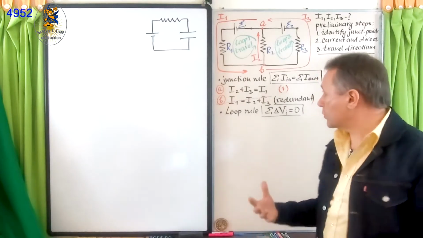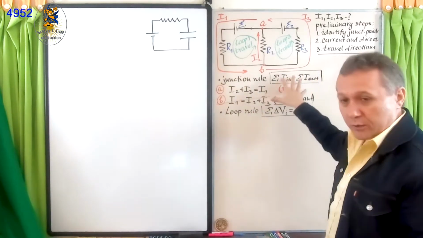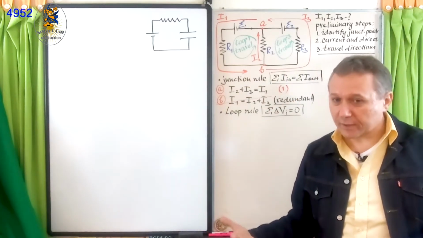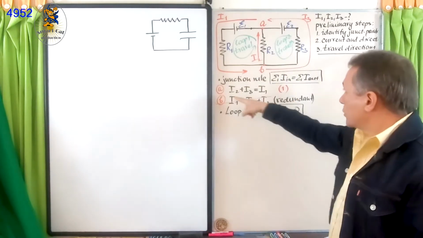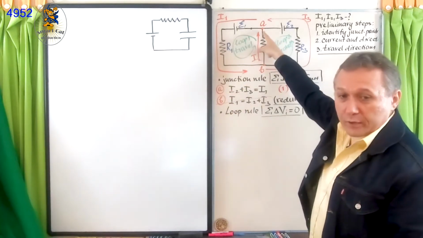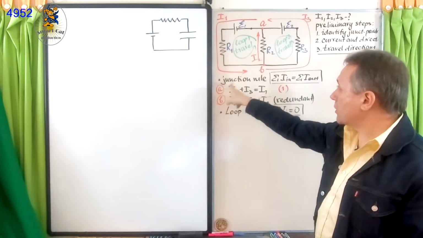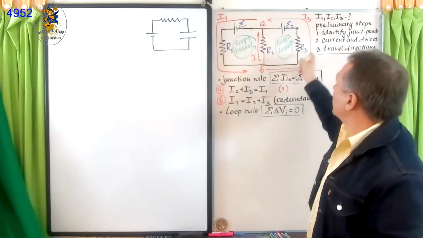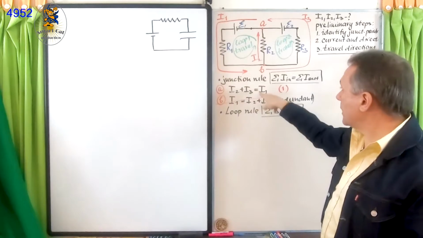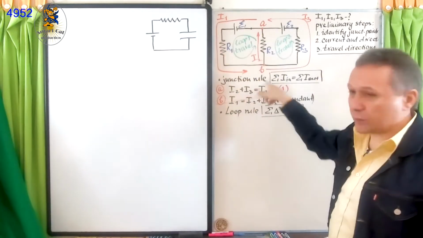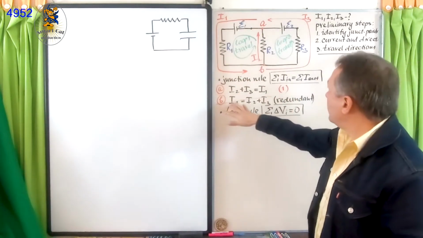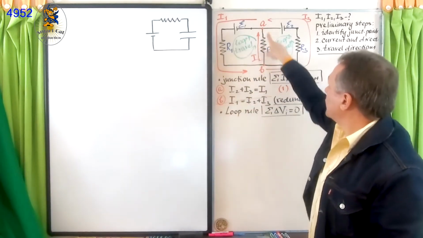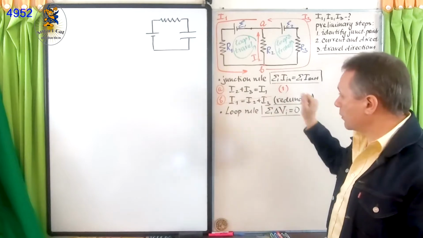After that we started applying our rules. First we apply the junction rule. The total amount of current entering must be equal to the total amount of current leaving a junction point. So we wrote down the junction rule for point A. We have 2 currents entering, I2 and I3, and 1 current, I1, leaves. So we have this equation. Then for B, I1 enters, I2 and I3 leave. So we wrote this down.